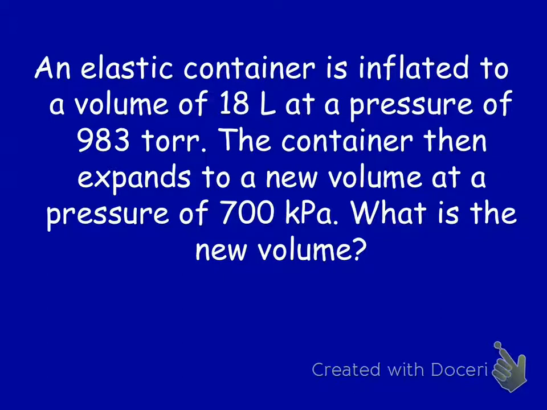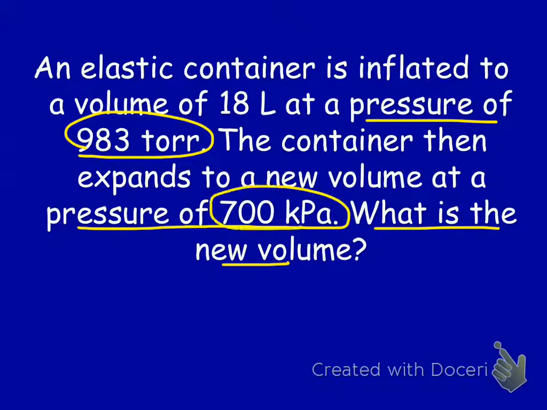So let's say we have a word problem like this. And I see that, oh, I've got 18 liters at a pressure of 938 torr. And I've got some new volume that I don't know. I want to find it, right? What is the new volume? But my second pressure is 700 kPa. Well, I'm noticing my pressure units, one is torr and one is kPa. Those don't match. And so in order to solve this problem, I need them to match.